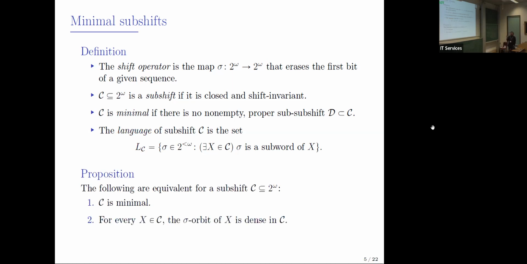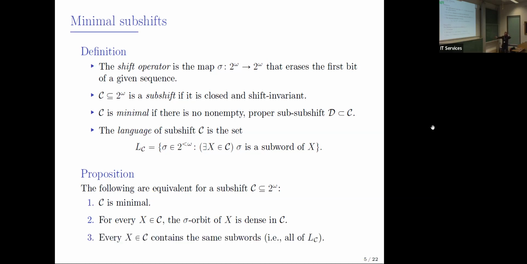C is minimal if and only if, for every x in C, the orbit of x is dense in C. Well, that's one direction that's not hard to see at all. You take any x, you look at its orbit, you take the closure of the orbit, that is now a subshift. If that's not the whole thing, then you didn't start with a minimal subshift. And the other direction isn't hard either.